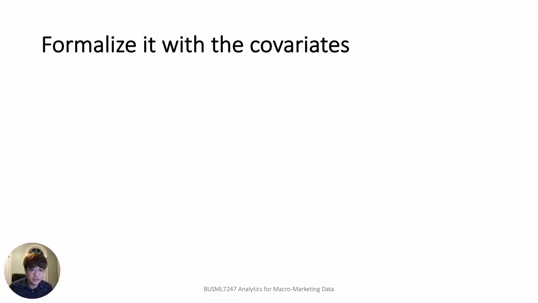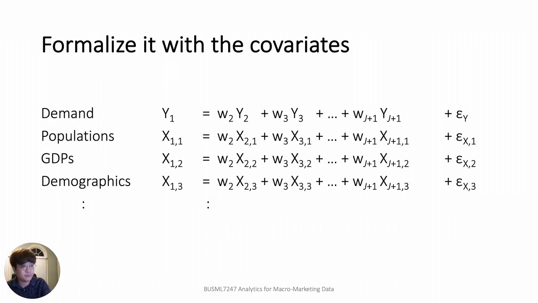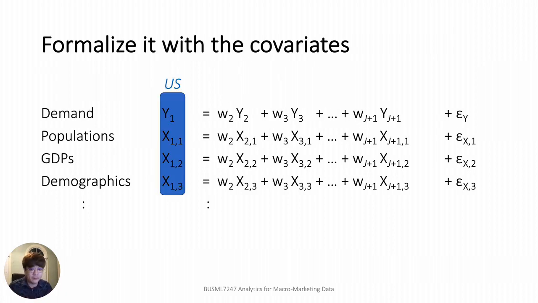With the covariates, the synthetic control method estimates a system of equations for the outcome variables and the covariates as follows. Each equation stands for each variable, but the structure is the same across the equations. The dependent variable is the variable of the treated unit. As for the demand, the dependent variable is the demand in the treated unit, let's say the United States. And as for the population, the dependent variable is the population of the United States.